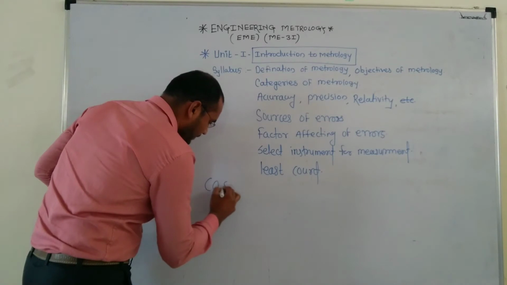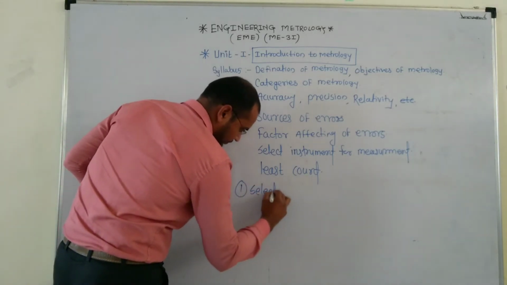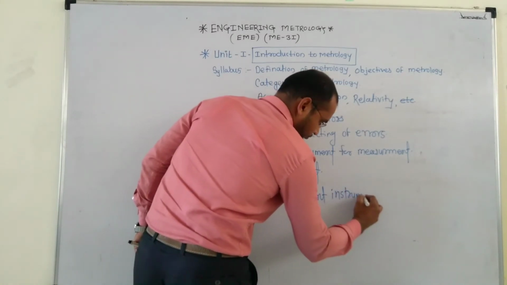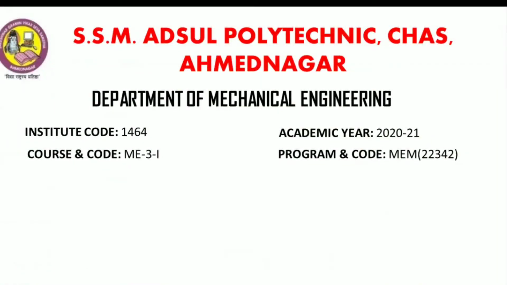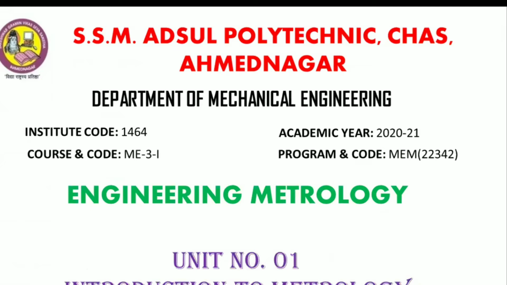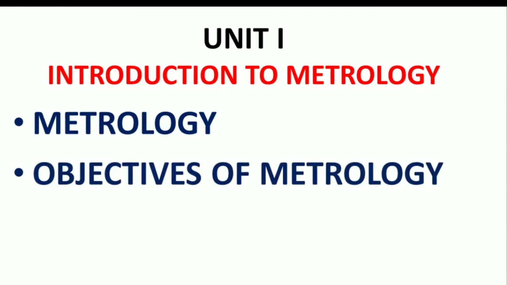And the course outcome for this first unit is select relevant instrument for measurement. Now let us start the first unit of engineering metrology. The unit name is Introduction to Metrology. Today we will discuss two points of this unit. The first is the definition of metrology and the second is objectives of metrology.